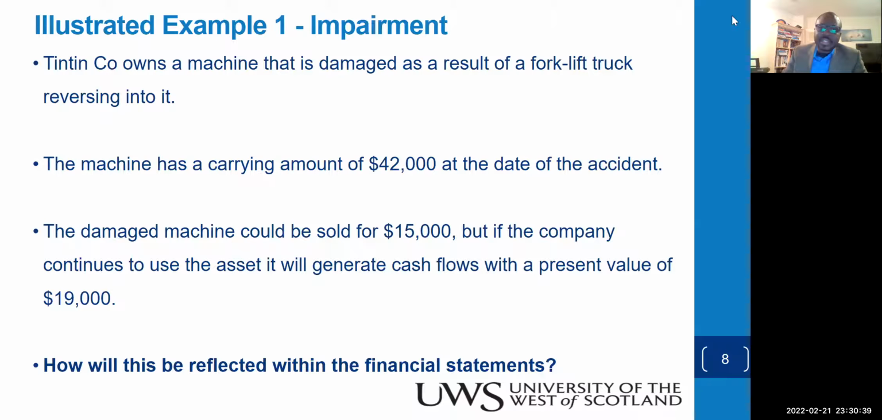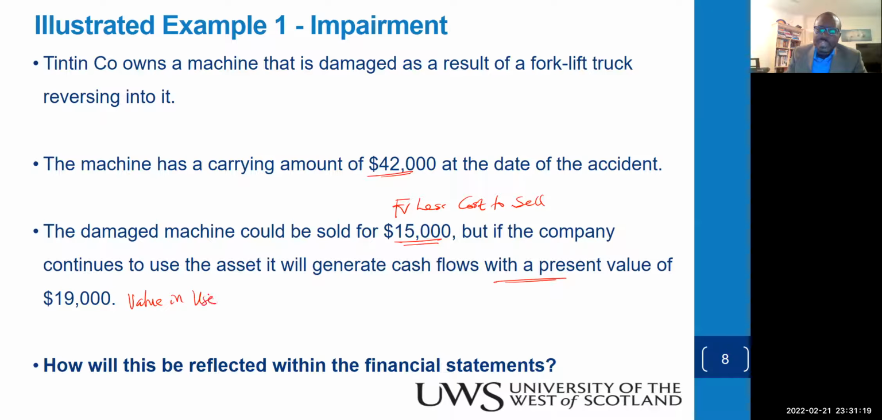All right. Take an example. Tintin Company owns a machine that is damaged as a result of a forklift reversing into it. The machine has a carrying amount on the books of 42,000 at the date of the accident. The machine could be sold for... so this is the fair value less cost to sell. Let's assume we have taken into account any cost to sell. But if the company continues to use it, they said it will generate present cash flows of 19,000. So this is the value in use.